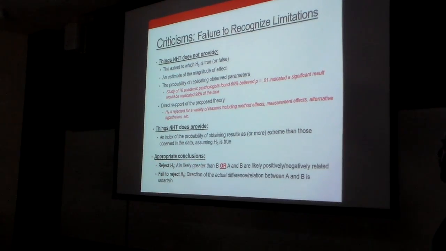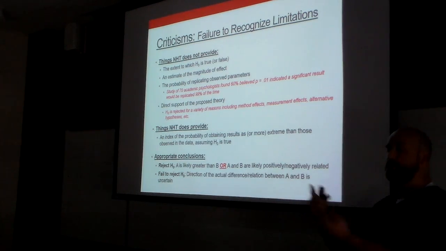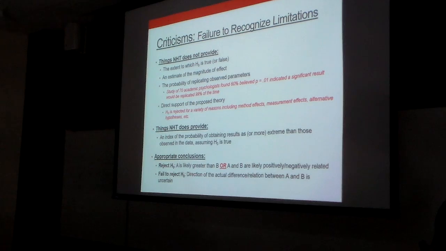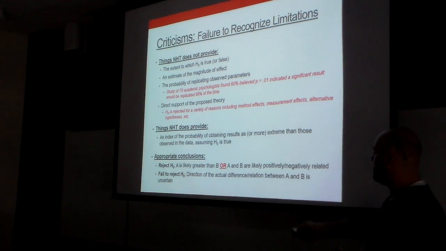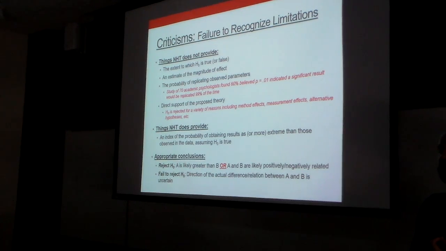Okay? So appropriate conclusions: if we reject, A is likely greater than B, or A and B are likely positively or negatively correlated or related, right? So if we reject the null hypothesis, we're saying these two things are likely associated, correlated, or related in some way. Fail to reject: the direction of the actual difference or relation between A and B is uncertain. What is this getting at here? When we're saying the direction of the actual difference or relation between A and B is unclear, what's the assumption there?